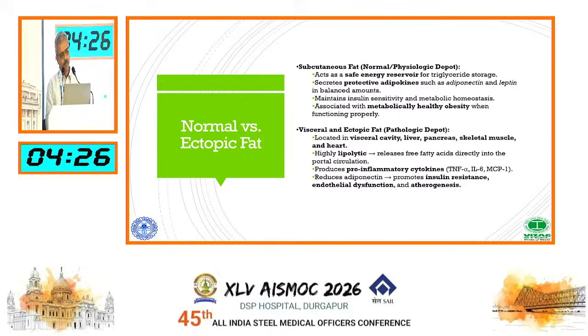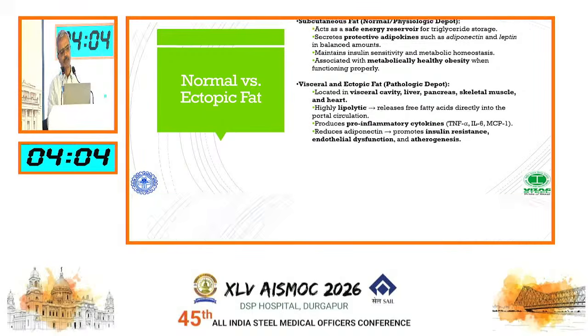Visceral and ectopic fats are located in the visceral cavity, liver, pancreas, skeletal muscle and heart. They have high lipolytic activity, release free fatty acids directly into the portal circulation, produce pro-inflammatory cytokines, reduce adiponectin, and promote insulin resistance, endothelial dysfunction and atherogenesis.